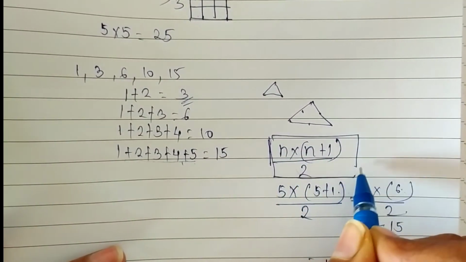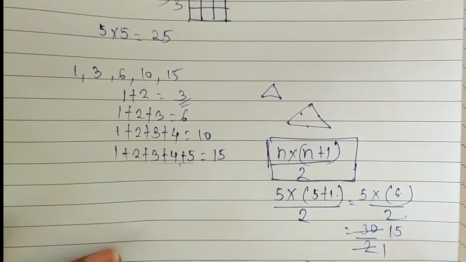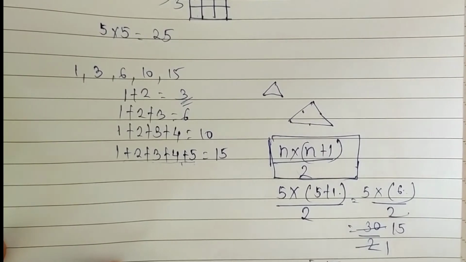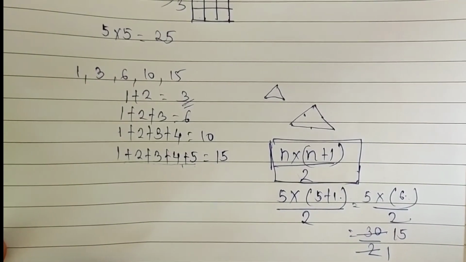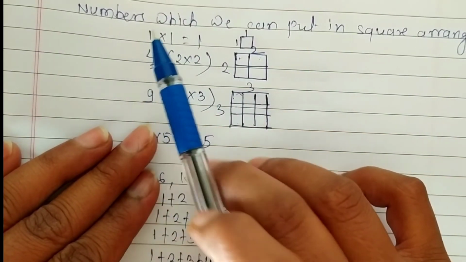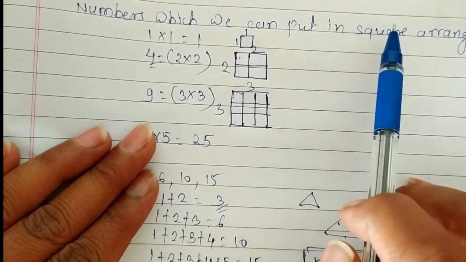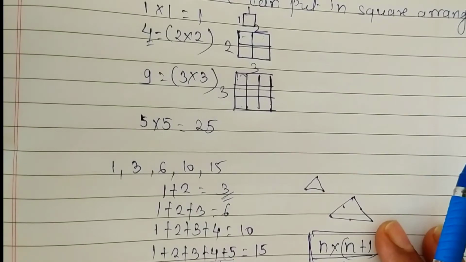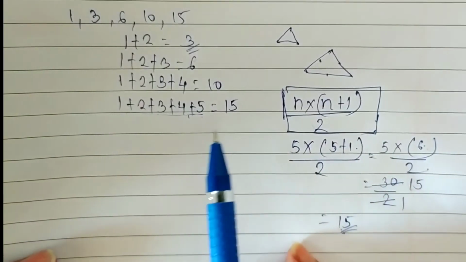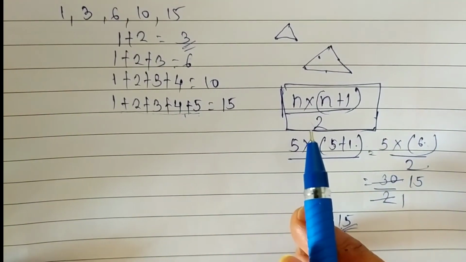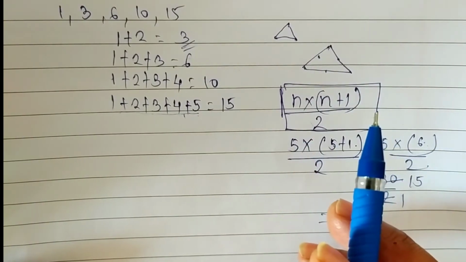N multiplied by n plus 1 divided by 2. It is useful to you by solving questions based on it. So these are the triangular and square numbers. The definition of square number is numbers which we can put in square arrangement are called square numbers, and any of the series of numbers like 1, 6, 10, 15, etc. are obtained by continuing summation of the natural numbers are called triangular numbers.